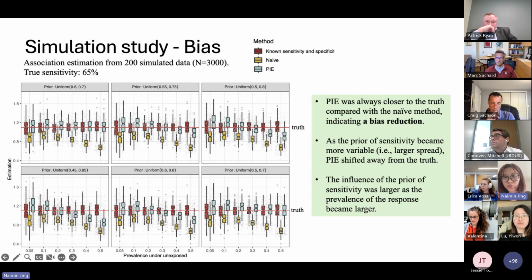And with regards to the prior distribution of sensitivity, as it becomes more variable, meaning that it has larger spread, for example, from left to right on the top, the spread of the distribution increases, and we see that pi shifted away from the truth. We can also see that the influence of the prior distribution was larger when the prevalence of the outcome became larger.